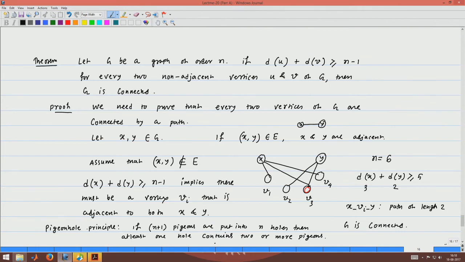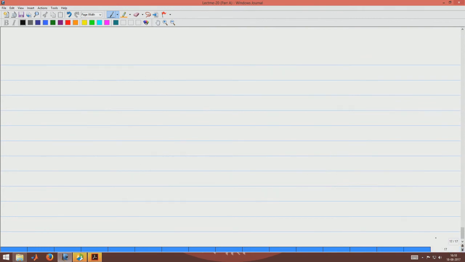Okay. Now, this is another result, or theorem you can say. This can be proved in a similar way. If G is a graph of order n with minimum degree greater than or equal to (n minus 1) by 2, then G is connected.